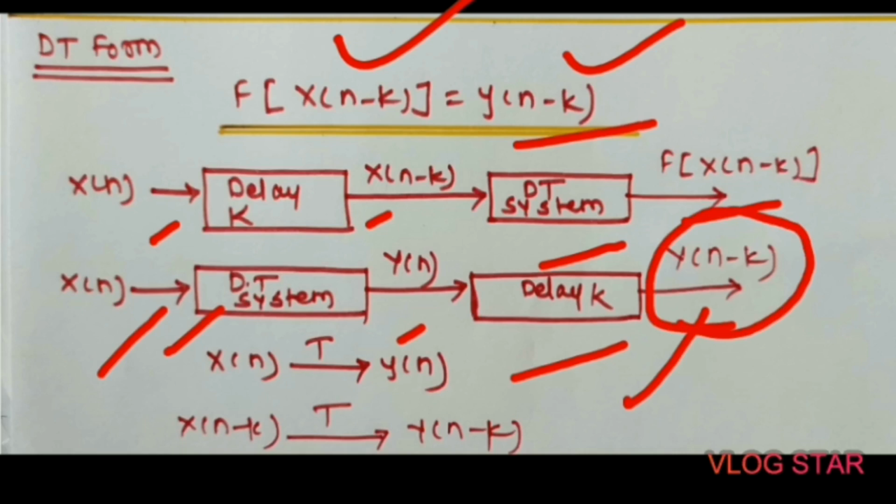That means here x of n is the input signal and y of n is the output of the system. Now if the input signal, this x of n, is delayed by k samples, then we have to again delay the output signal by k samples. So we will get x of n minus k at the input side, and the same shift, that is y of n minus k, to the right hand side.